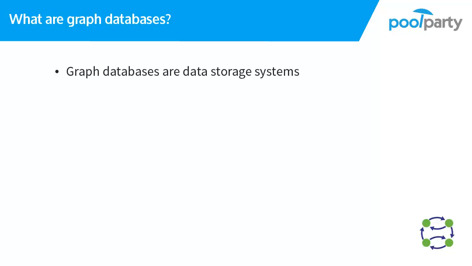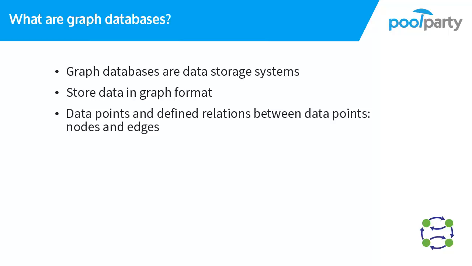Graph databases are a category of data storage systems. As the name suggests, the defining characteristic is the fact that they store data in graph format. What all graph formats have in common is that data is modeled to consist of data points and defined relations between those data points, i.e., nodes and edges.